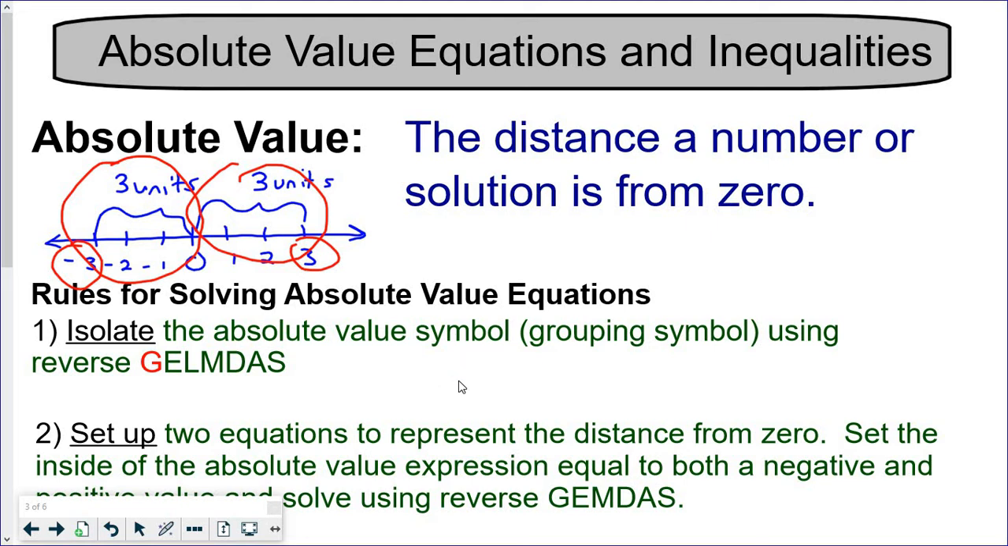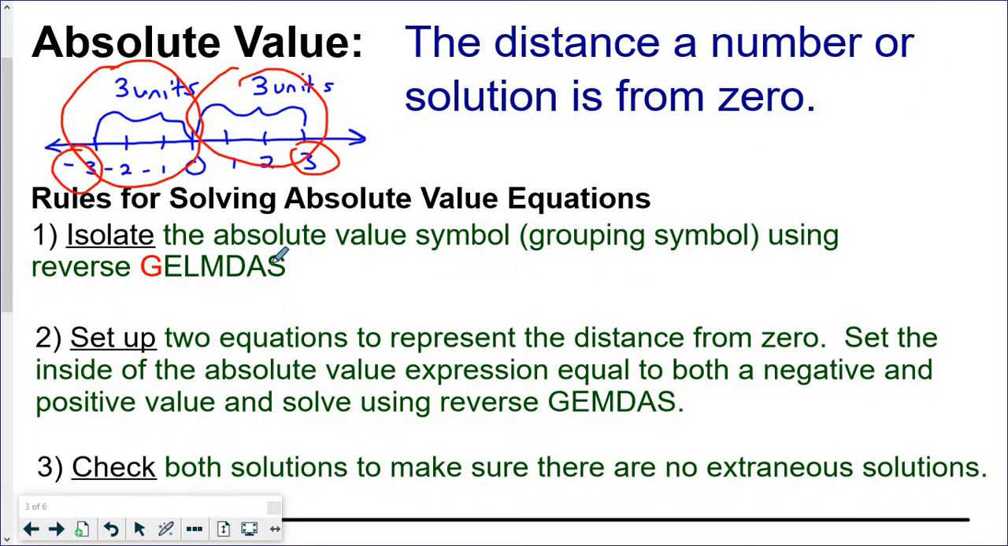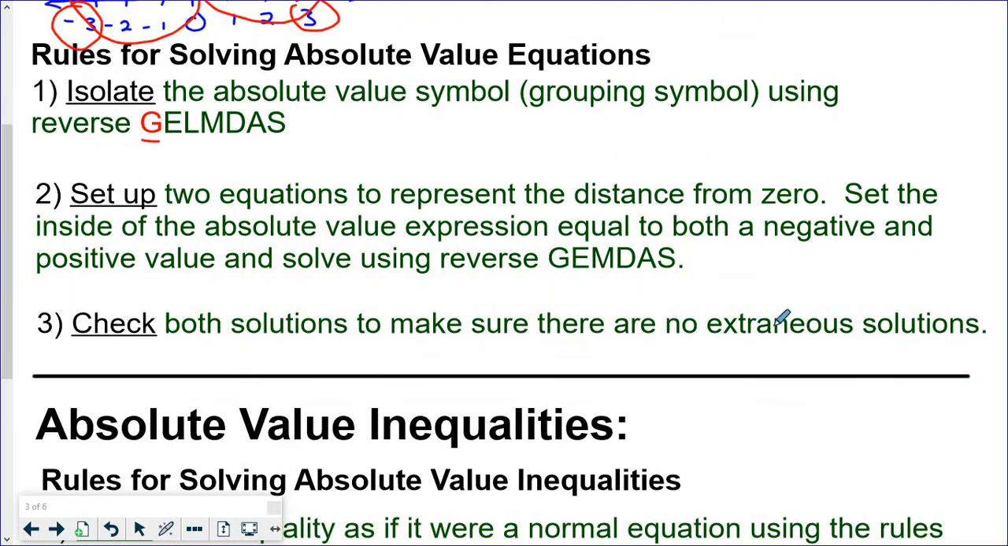So to solve an absolute value equation, what you're going to do is isolate the absolute value symbol, the grouping symbol, using reverse GELMDAS. So we're going for this letter. We're going to set up 2 equations to represent the distance from 0. You're going to set the inside of that absolute value expression equal to a negative and positive value, and then reverse GELMDAS. And then you're going to check both solutions to make sure there are no extraneous solutions.